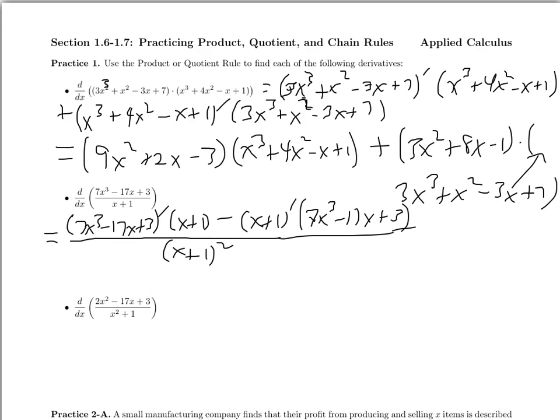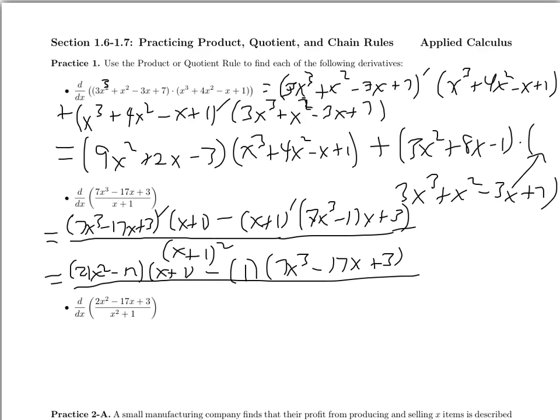And so now when I actually find those derivatives, the first one there is 21x squared minus 17. So that's the derivative of that. And of course the derivative of x plus 1 is just 1. And all of that is divided by x plus 1 squared. So again, algebraically it's a bit messy, but very easy to find the derivative expression.